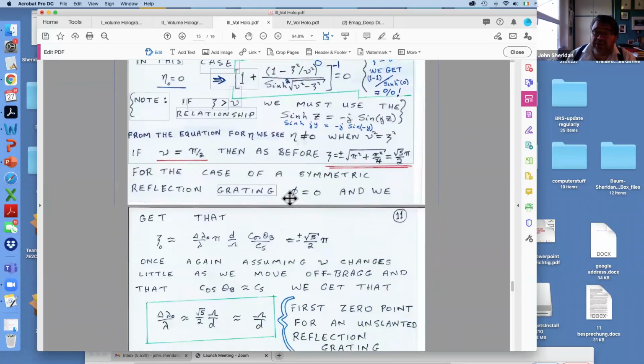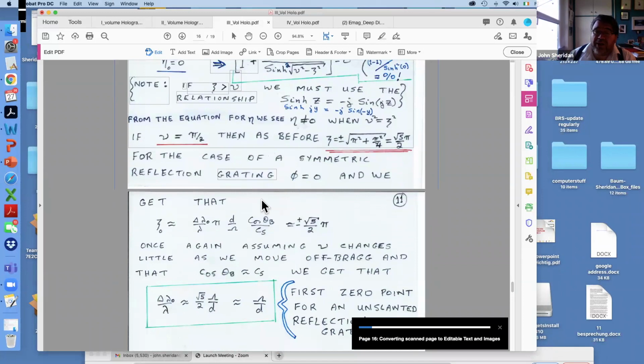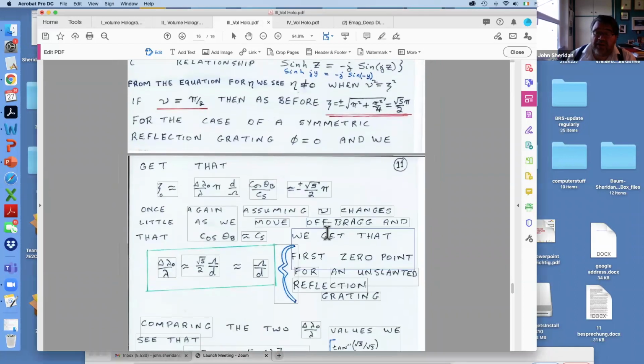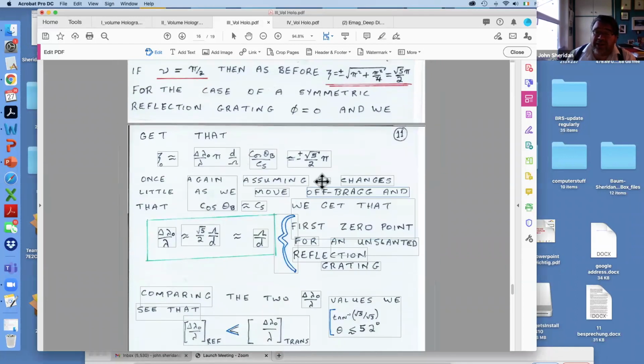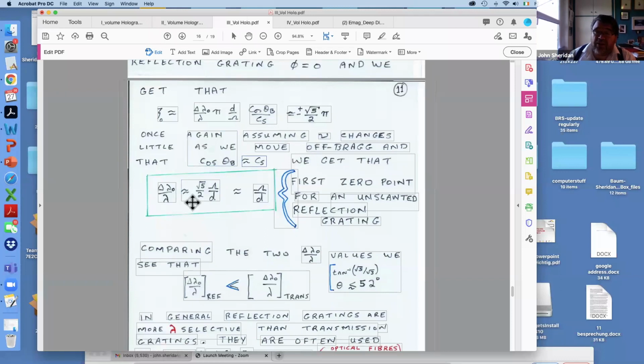For the case of a symmetric reflection grating, so an unslanted case when the fringes are parallel to the boundary, we get the following, that zeta 0 is equal to this here, plus or minus the square root of 5 over 2 times pi. And once again, assuming that the grating strength changes little as we move off Bragg, and that cosine theta b is equal to cs, we get the following, that delta lambda 0 over lambda is equal to root 5 over 2 times period divided by thickness, which is approximately equal to the period divided by thickness. So that's the first null point for an unslanted reflection grating.